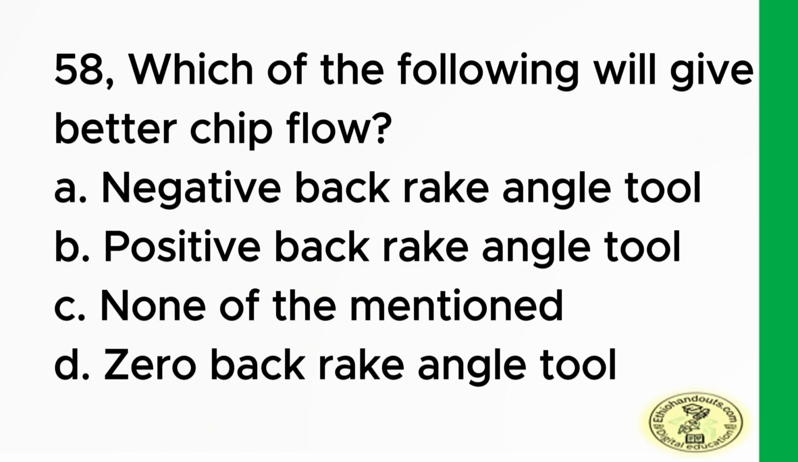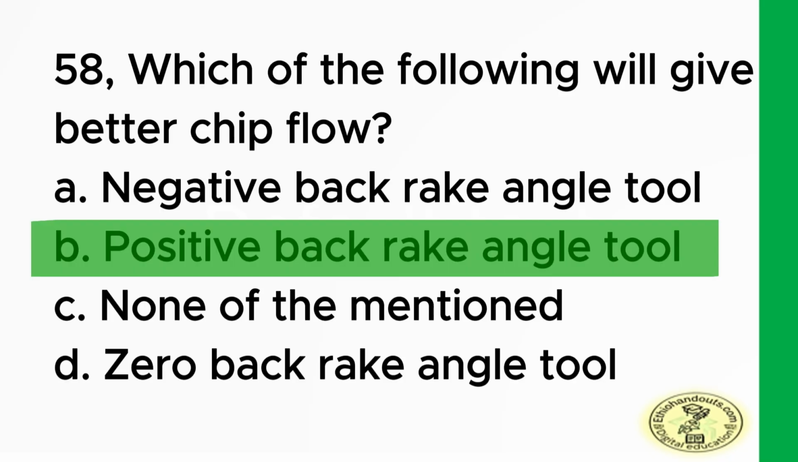58. Which of the following will give better chip flow? A. Negative back rake angle tool, B. Positive back rake angle tool, C. None of the mentioned, D. Zero back rake angle tool. The correct answer is B. Positive back rake angle tool.